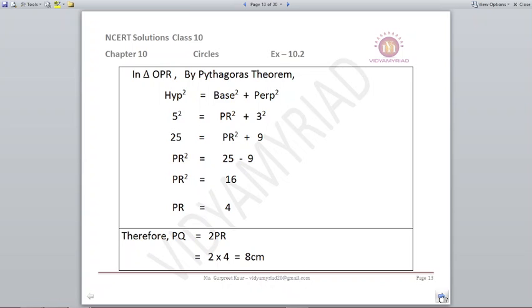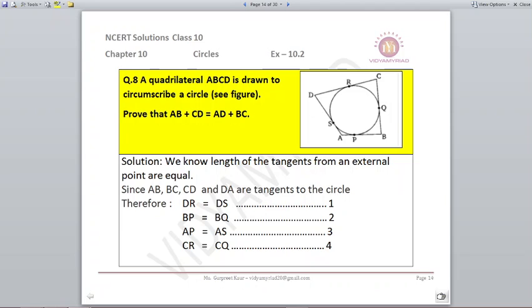So we know PR. What will be PQ? PQ is twice PR because both are equal. So 2 into 4, that comes out to be 8 centimeters.